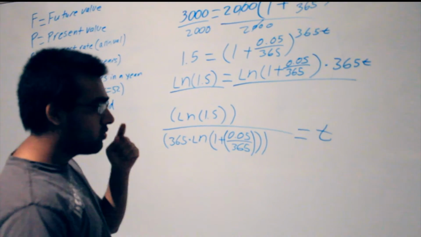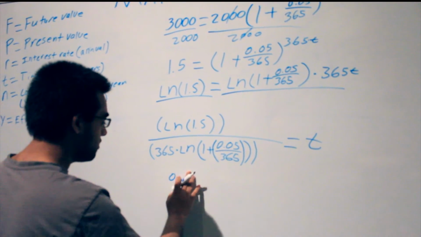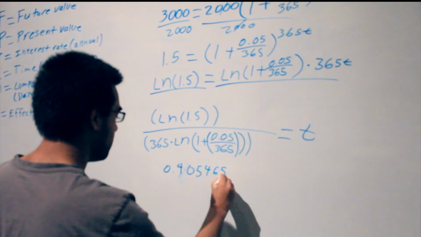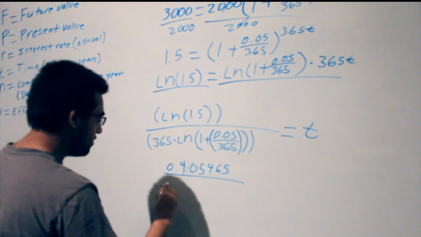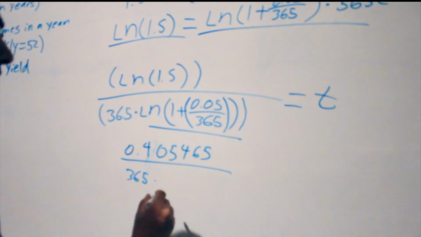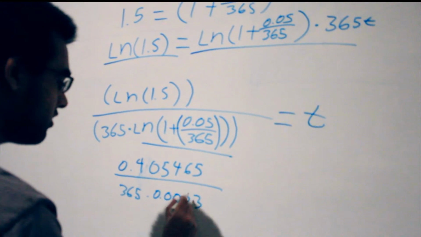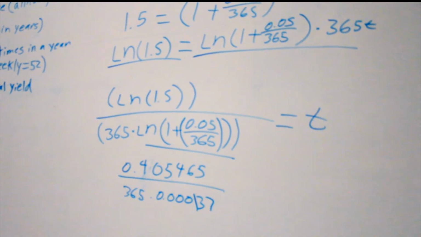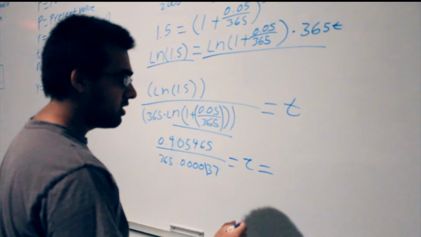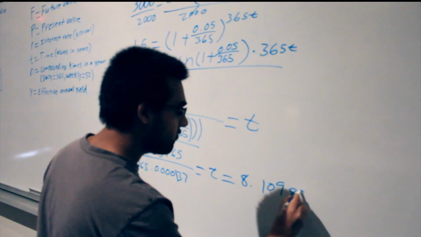If you didn't want to take that risk, you could also just calculate each of these separately. You would get 0.405465. There we go. That'll be your numerator. And then this 365 times, and what you should get in this portion right here is 137. And then if you did this, your end result for t should be 8.109858.